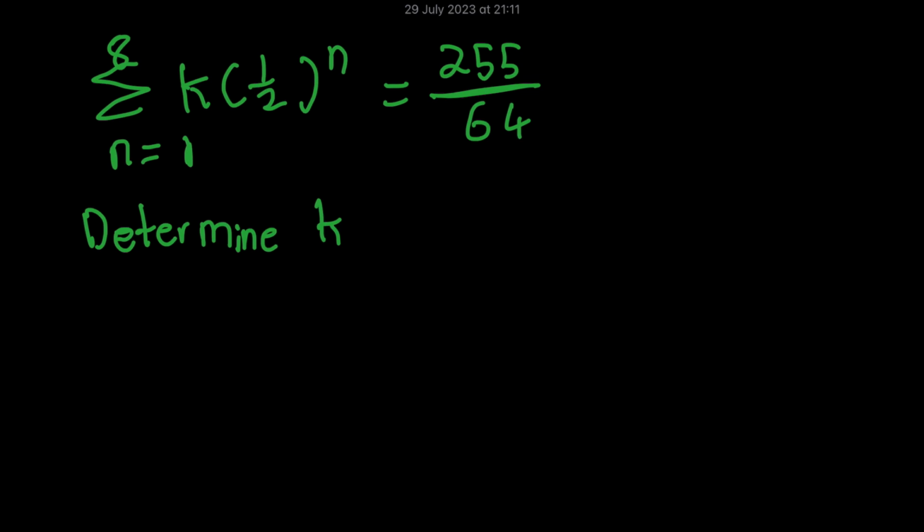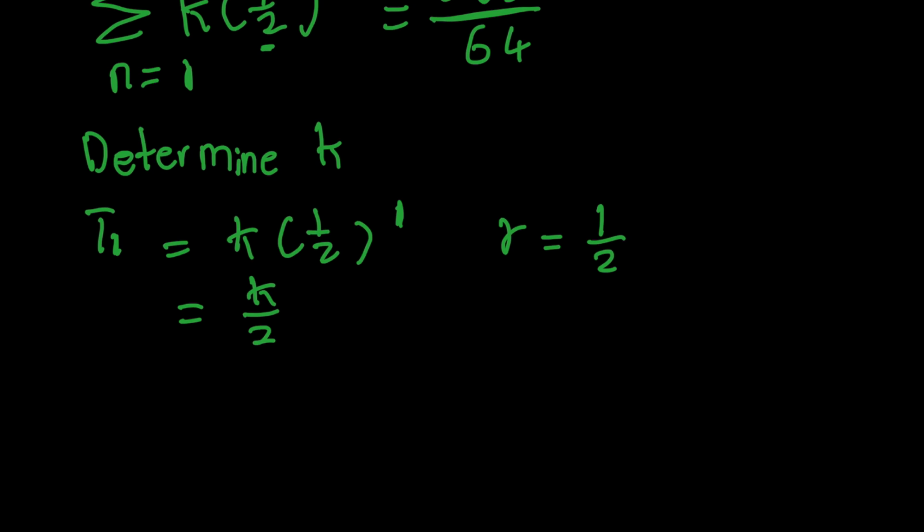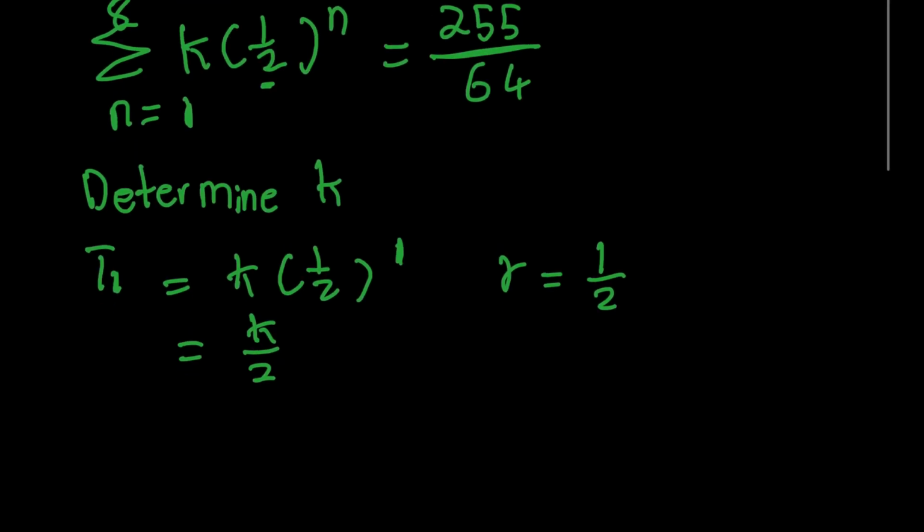So what do we know? I'm just going to try and determine the first term. T1 is equal to K times 1 over 2 to the power of 1. So it's equal to K over 2. And then what else do I have? I have R. R is 1 over 2. It's there in the bracket. And then I also have the sum to the first 8 terms.